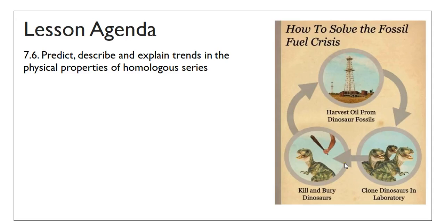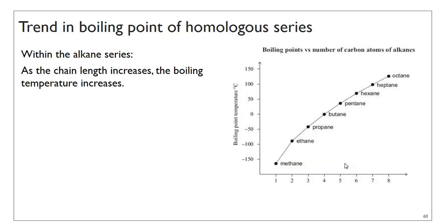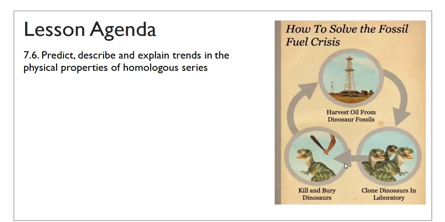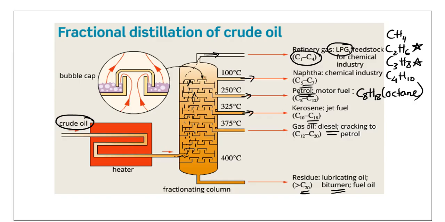Hello, so this video is for dot point 7.6, predicting, describing, and explaining trends in the physical properties of homologous series. So let's just go back to the fractional distillation column first. The fractional distillation column essentially separates mixtures of alkanes based on their sizes, and you can see that as the chain gets longer, the boiling temperature required is higher.